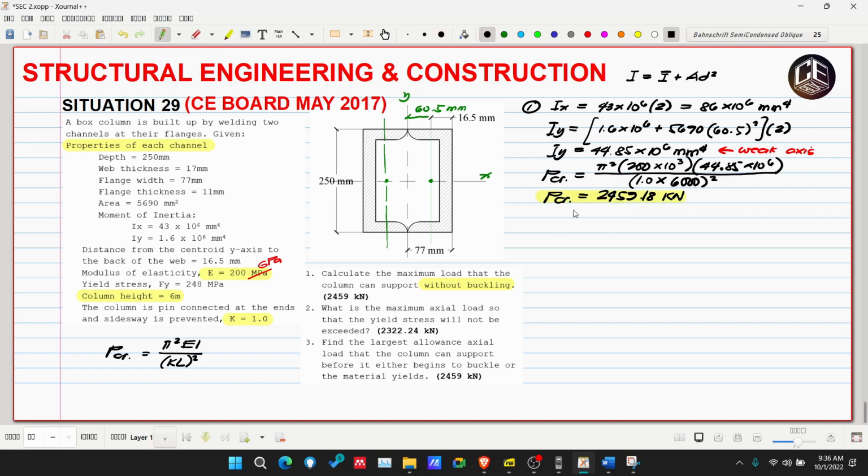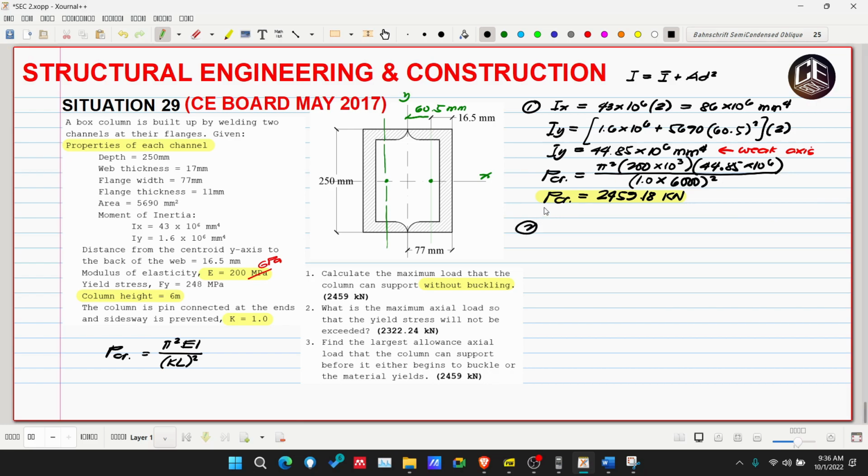Okay? Sir, bakit hindi po natin pwedeng gamitin yung IX? Kasi kapag ginamit natin yung IX dito, ang makukuha natin na value ng PCR is mas malaki sa 2459.18. Hindi ba natutunan natin sa strength of materials, kapag loadings ang pinag-uusapan natin, ang pinipili natin is yung mas mababang loadings or strength. Okay, para mas maging safe yung ating material. So, kung i-compare natin yung ating PCR na makukuha sa IX, mas pipiliin natin yung PCR na makukuha natin sa IY kasi mas mababa yun.